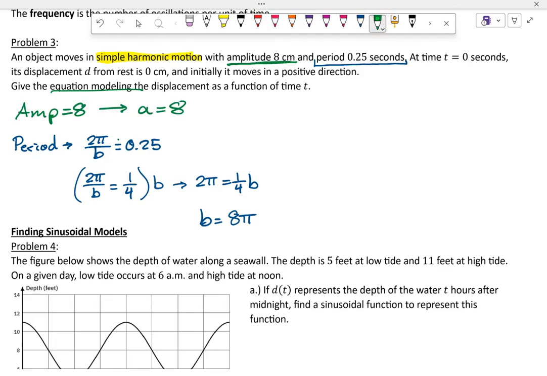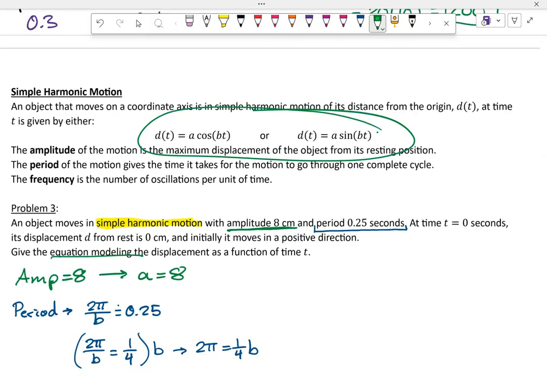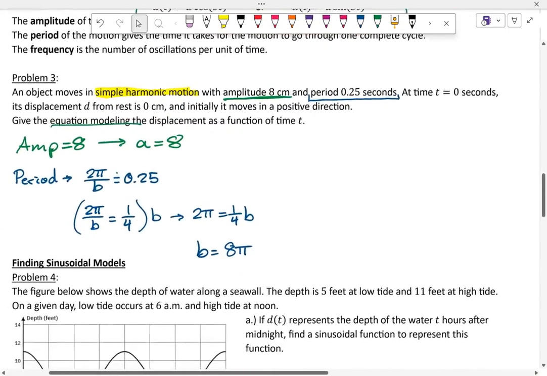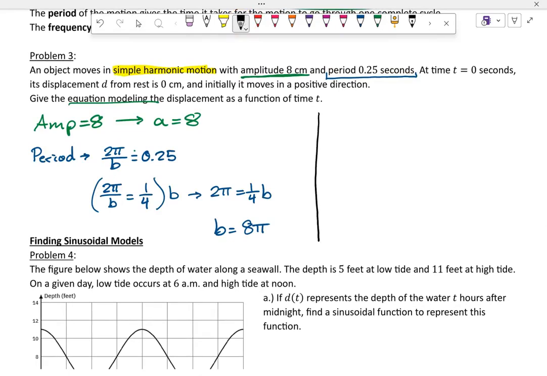Okay, so we have A and we have B. However, which one do we want, sine or cosine? So let's read through the rest of it. They do give us information telling us which one. So let's see, it says at time t equals 0 seconds. So I'm going to go ahead and draw, 0 seconds is right here. Where are we at 0 seconds? What does it say? At t equals 0 seconds, where are we?